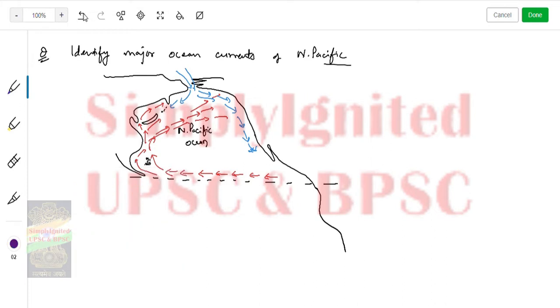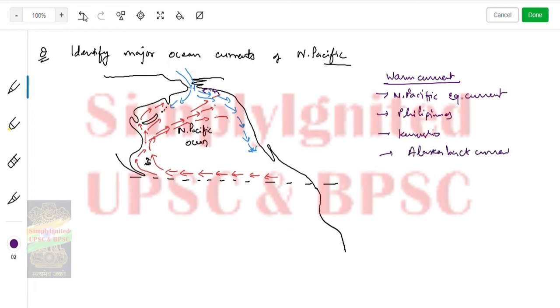I'll name them. The warm currents are the North Pacific equatorial current, second your Kuroshio. If you want, you can write here Philippine current. Then Kuroshio, the important one. And the Alaska current is also there. This warm one will go and get like this. It is like a back current, but not exactly; I won't say it is a back current, it would be conceptually wrong. It is just the Alaska current. The Alaska current will be both warm and cold. So this is the North Pacific equatorial current, the Philippine current, then your Kuroshio, and this is the Alaska current. And then we have the cold currents.